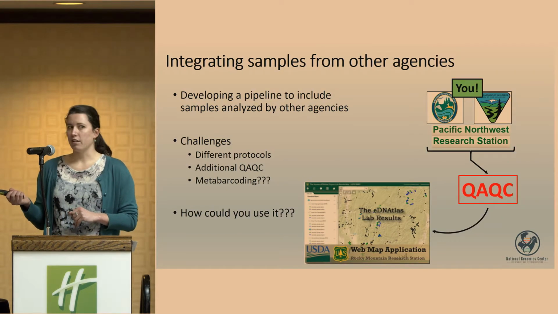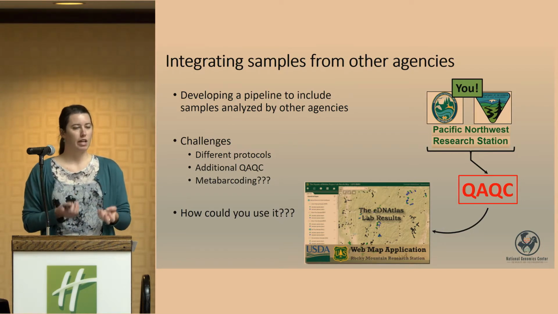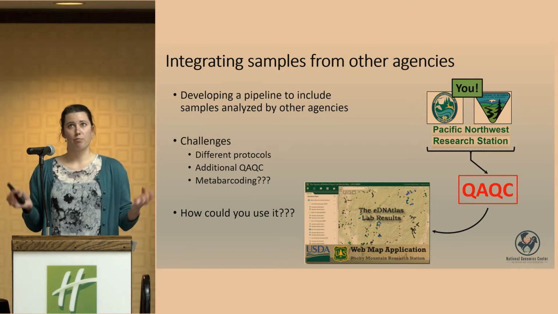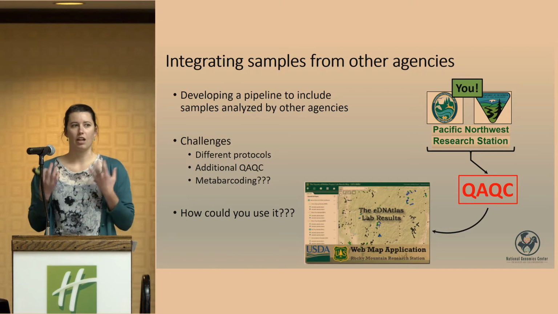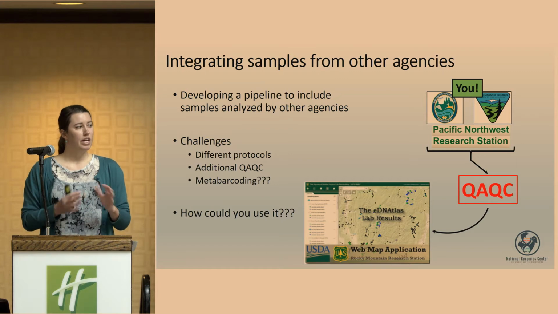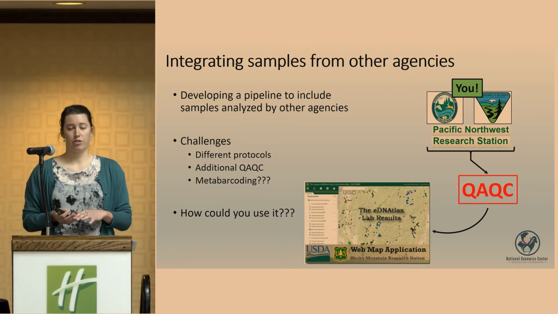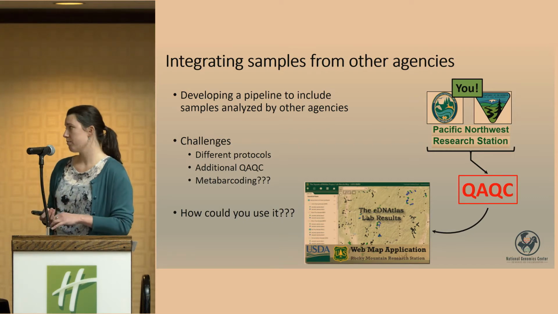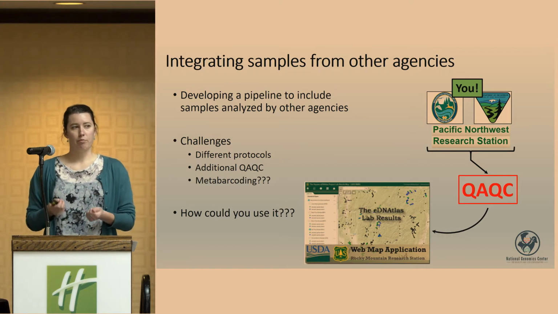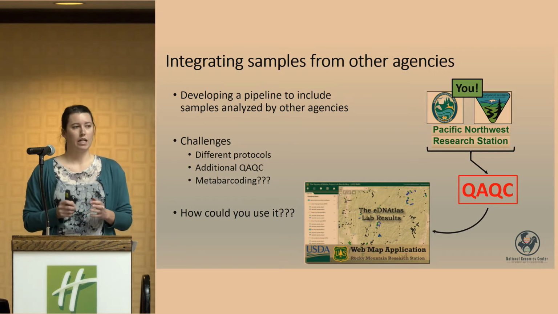The last point I'd like to make is that we are developing a pipeline to include samples analyzed at other agencies, because the goal is to have as wide a net as possible cast for all the data we can get on the eDNAtlas. This does pose a number of challenges, as different agencies might use different protocols, so there would need to be additional QA/QC measures to ensure a high quality of data for the eDNAtlas. We are also considering including metabarcoding data going forward, because there are a lot of people out there doing that. However, we're not currently set up to include metabarcoding data on the atlas.